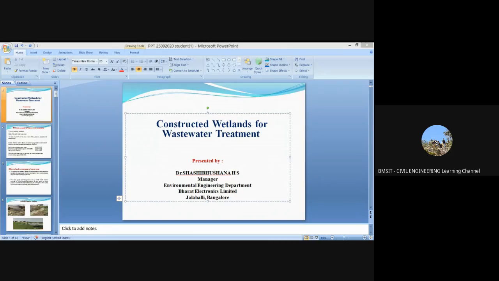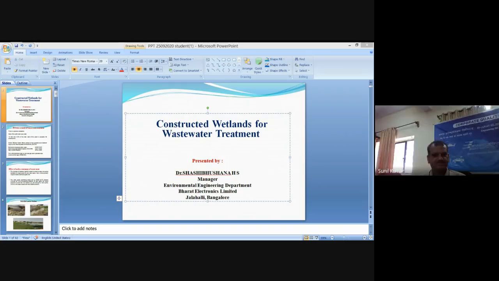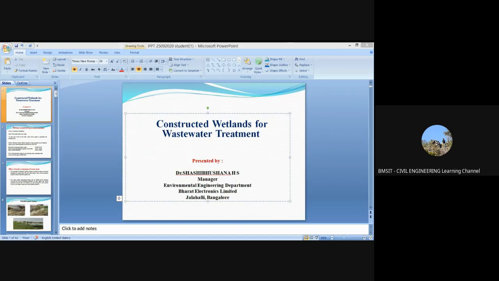Shashibhushan sir is basically a BE in civil engineering and masters in industrial pollution control. Also, he has completed his PG diploma in industrial safety, and I'm very happy to say that the industry person in front of you is also a doctorate holder. He has his PhD in environmental engineering. Sir did his master's from NITK, that is NIT Surathkal, and his bachelor's from JNCE, that is Kuvempu University.